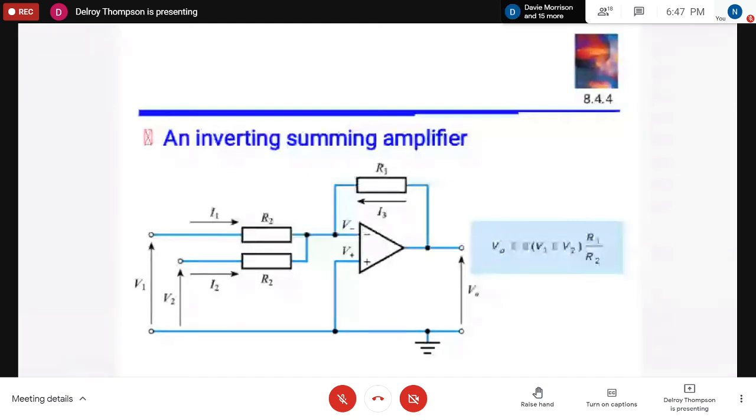Is that correct? Yes, sir. So I'm saying from that, I want to know what would be my output voltage. From that expression, what would be my output voltage?